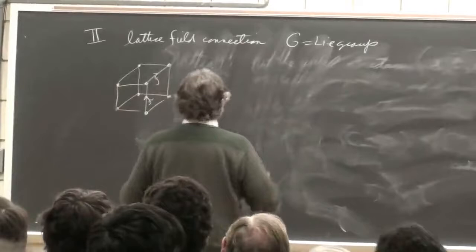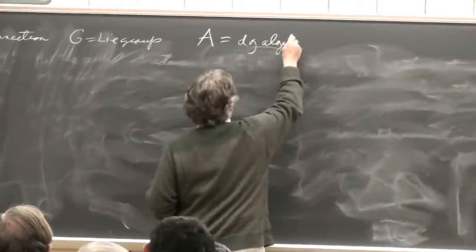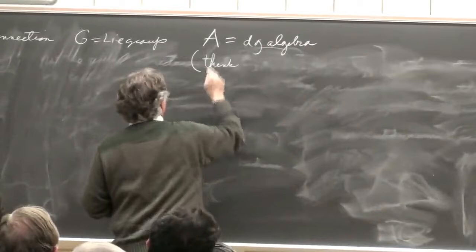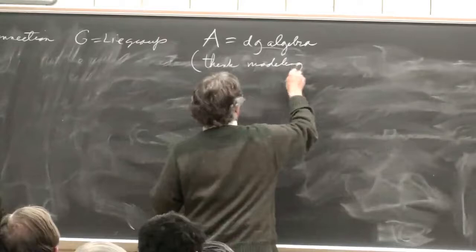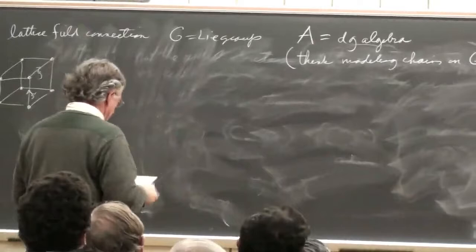And now I need it. I've been talking about co-algebras. Now I need an algebra. So let A be a differential graded algebra. And I'm going to think of it as modeling chains on G. So take some system of chains for G, and I'm not going to worry about what that choice is.